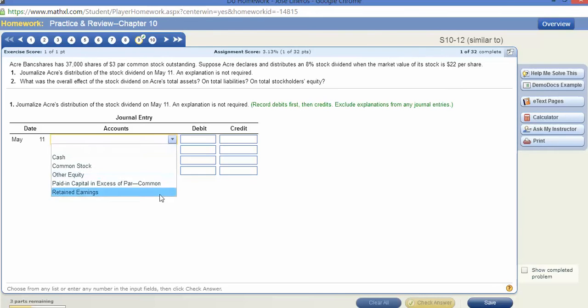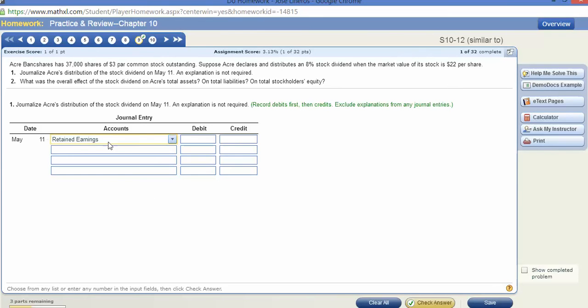When you have a stock dividend, one of the first things that's going to happen is retained earnings are going to drop. Retained earnings is a stockholders' equity account. It has a normal credit balance. You're going to debit it when you issue a dividend.